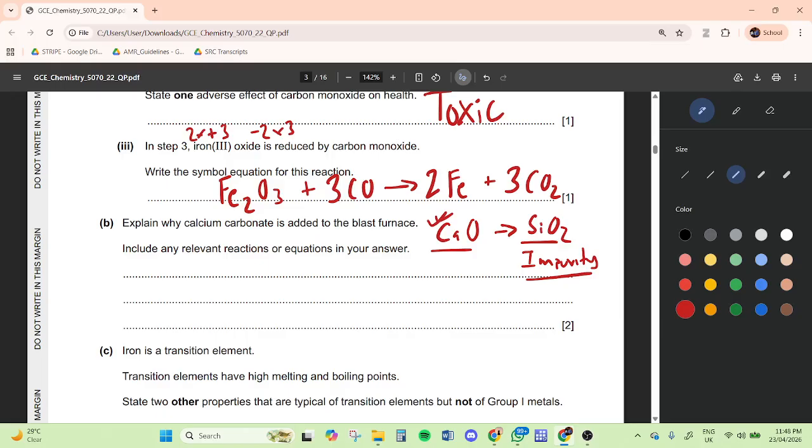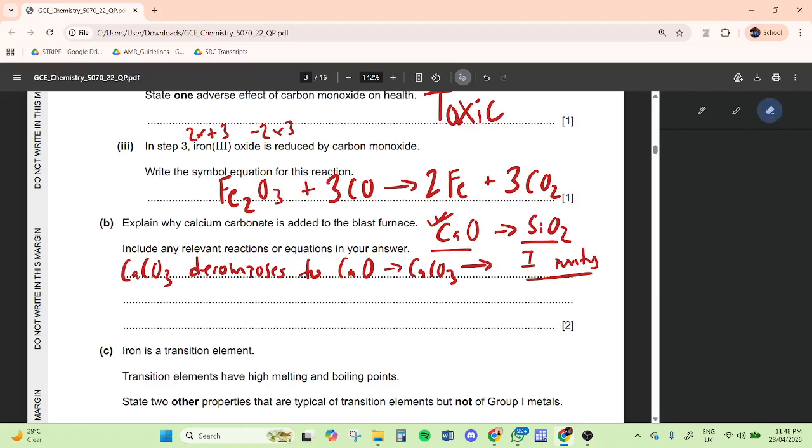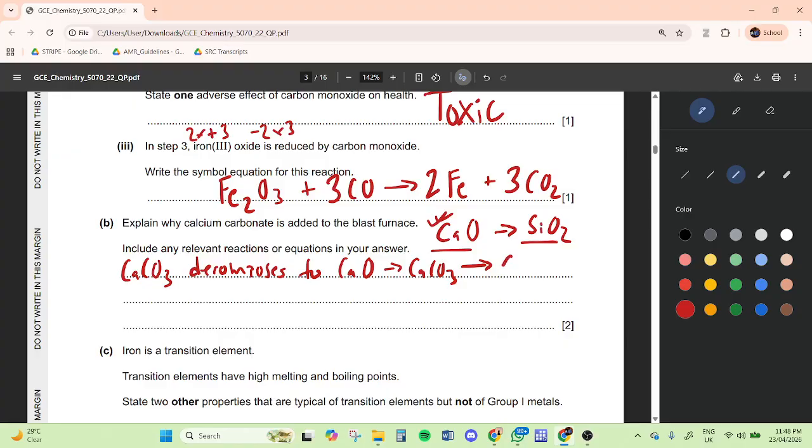becomes easy. So what you're first going to write is CaCO3. Obviously, you guys are going to write calcium carbonate decomposes to calcium oxide. And you're going to give the equation. So this equation is going to look something like CaCO3 turns into calcium oxide plus CO2. Because remember, you need to include any relevant reactions or equations.